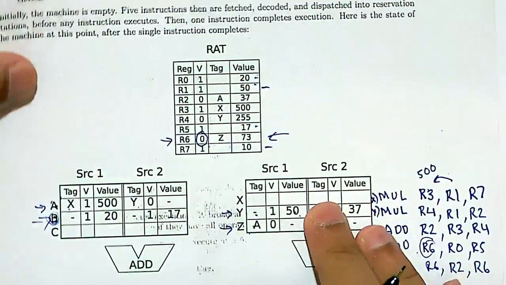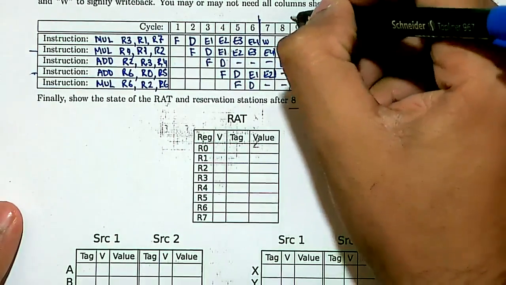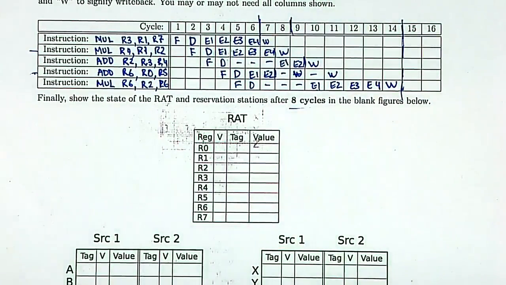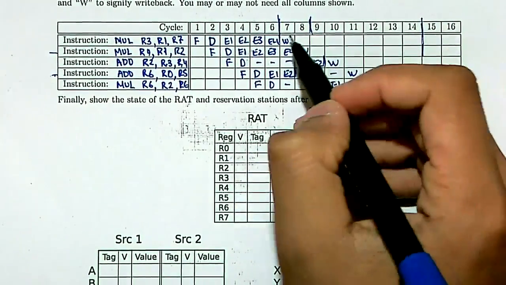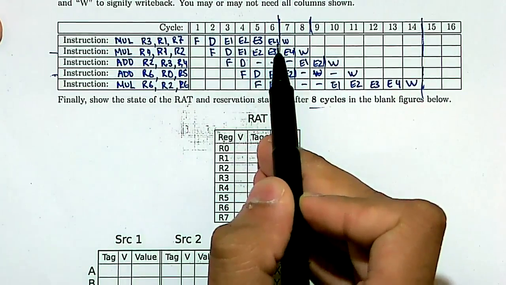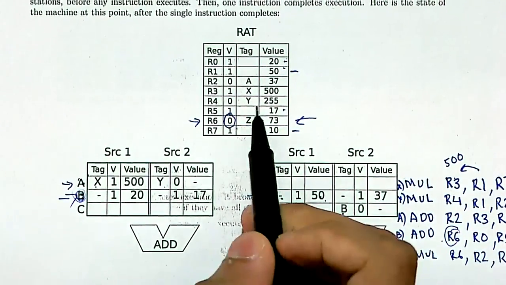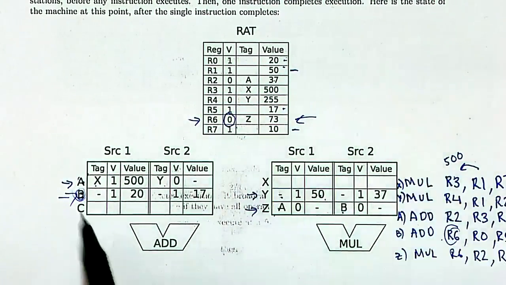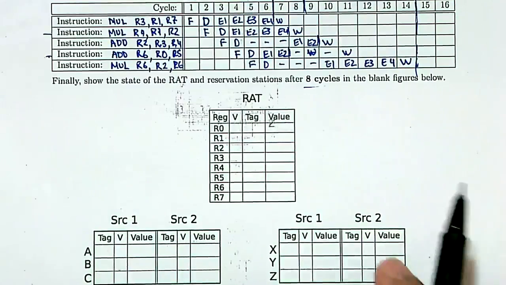We need to take this state and propagate it forward 8 cycles. So whatever happens in cycles 7 and 8, we have to update this diagram to reflect that. For the first instruction, the multiply, it has already finished executing, which means that over here, it has already cleared its entry because it's already done its broadcast. The register alias table has been updated, and all of the other references in the reservation stations have also been updated. So nothing changes there after cycle 6.